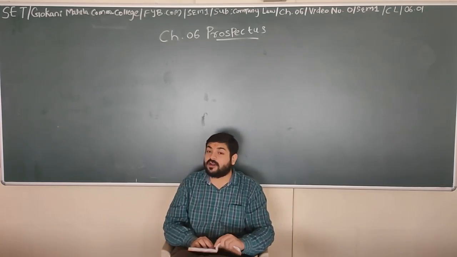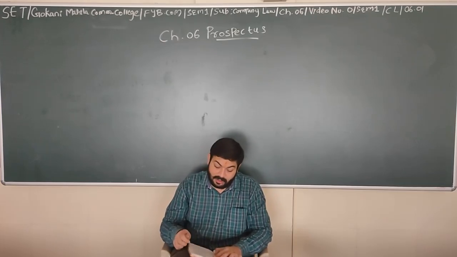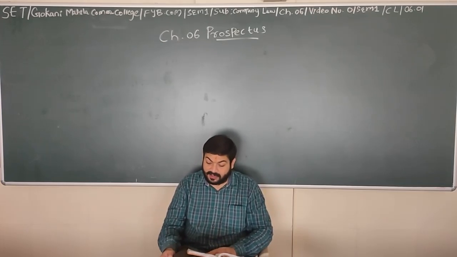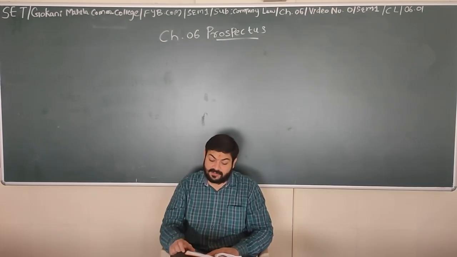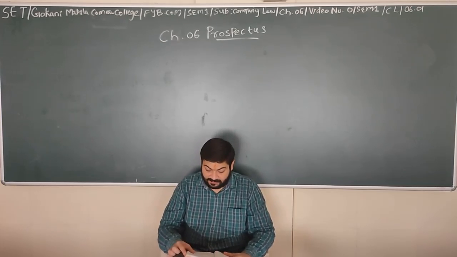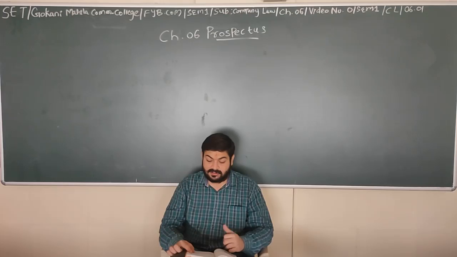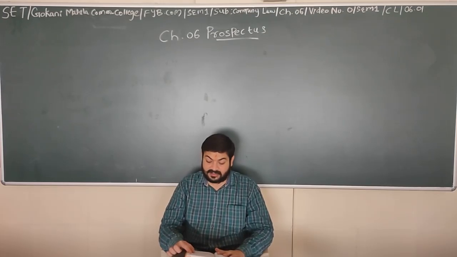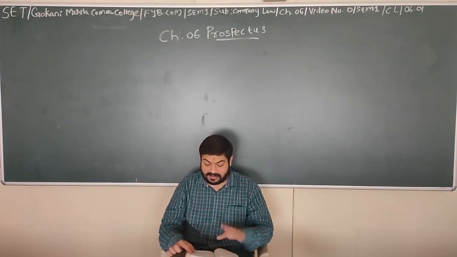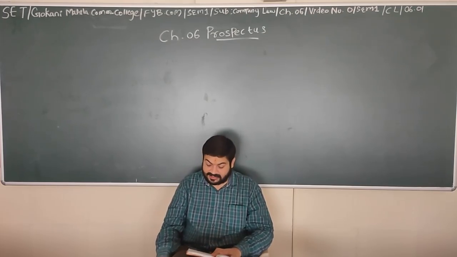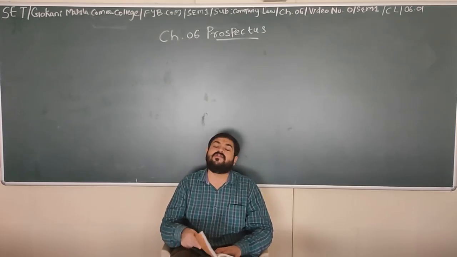Now, preparation for the prospectus. Before timely and properly issuing the prospectus, certain preparations are to be made, which are as under: number 1, primary agreements; number 2, appointment of experts; number 3, guarantee agreements; number 4, application for recognizing the share market; number 5, formulation of prospectus.